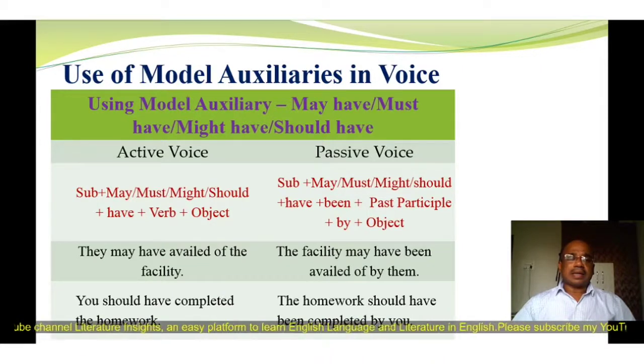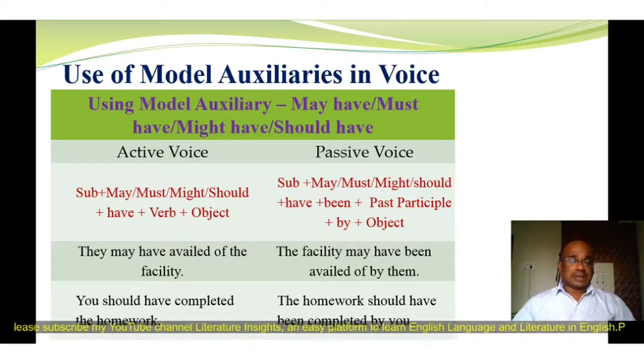Here I have given an example: they may have availed of the facility. So now here in this structure we can see subject plus may plus have plus past participle of the verb and object. So this is the formula of active voice using modal auxiliaries may have, must have, might have and should have. In passive voice, the facility may have been availed of by them. So this is the example of passive voice. Second example: you should have completed the homework. The homework should have been completed by you.